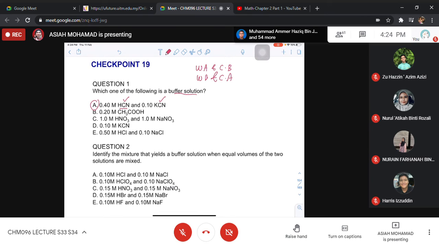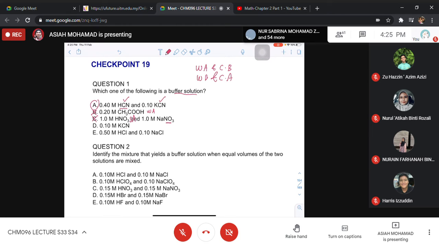B, 0.2 molar CH3COOH. Obviously there is only one, and this is a weak acid, so it has no conjugate, hence this is not a buffer. For C, HNO3 and NaNO3. HNO3 is a strong acid. Even though this supplies the conjugate base of that acid, it cannot act as a buffer because it is a strong acid. So this is not a buffer.